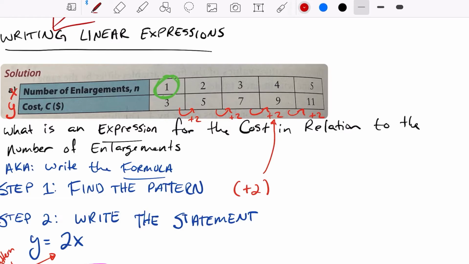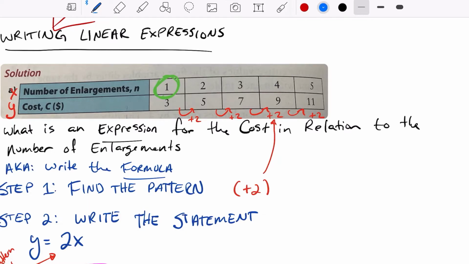So this is where it all boils down to, guys. This is the biggest, beefiest part of this unit, and it's writing a linear expression or writing formulas. You have to know how to do this next year. You have to know how to do this in grade 10 for about 40% of your unit. So let's take a look at it and really think about it.